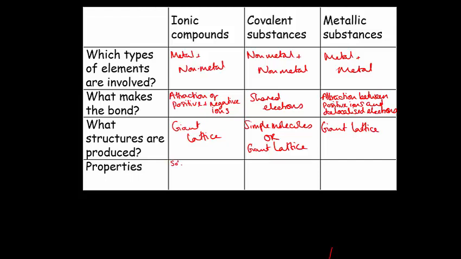Okay, so the properties. For ionic compounds, they are water-soluble, they're strong, they have high melting points and boiling points, they're good conductors as long as they are either in melted form, so as a liquid, or if they've been dissolved.